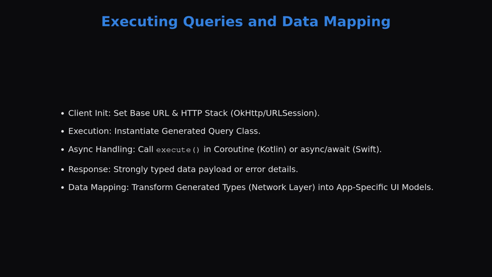A critical step is data mapping. You must transform the generated response objects, which strictly mirror the GraphQL structure, into application-specific user interface models. This separation ensures that your user interface components are decoupled from the network layer's generated types, improving maintainability and isolation.